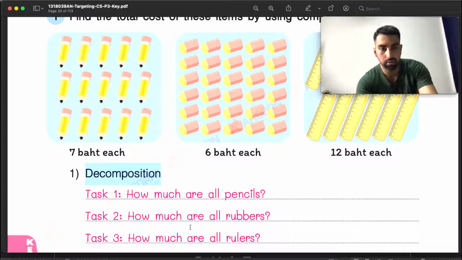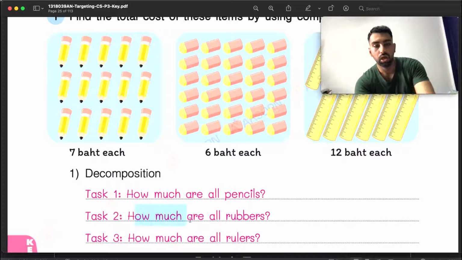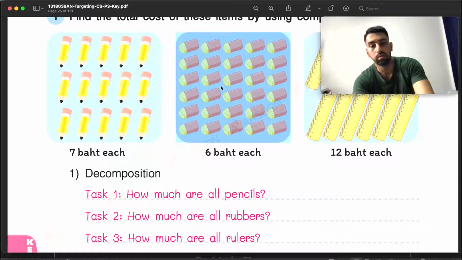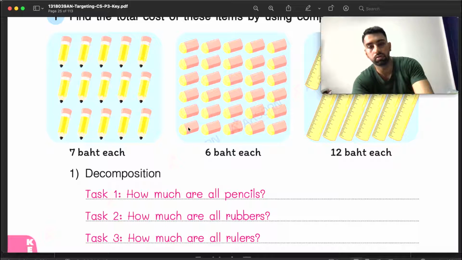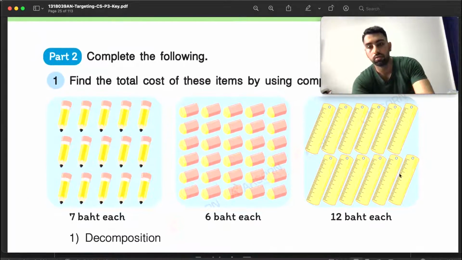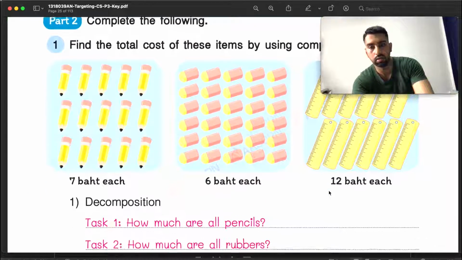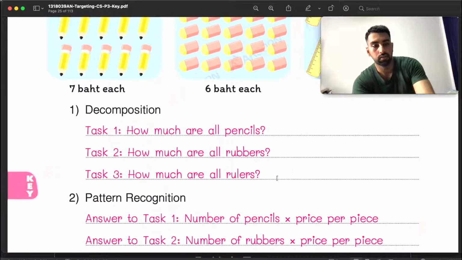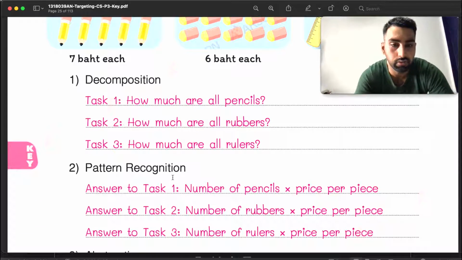Okay, task 1, how many pencils are there? We have to count how many pencils. Number 2, how many erasers, or rubbers? You have to count, 1 2 3 4 5 6 7. Okay, number 3, how many rulers are there? So we're going to count the rulers. So number 2 is pattern recognition.